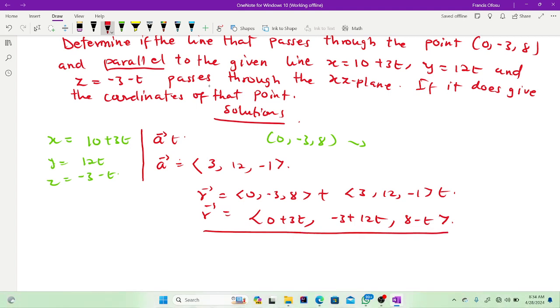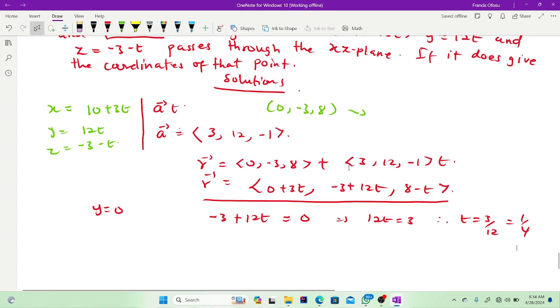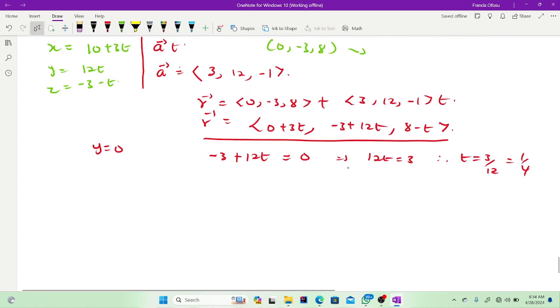But it was saying that we should determine if it passes through the xz plane. When a line passes through the xz plane, at that point our y is equal to 0. So I'll take the y part of this equation, and you know that from the parametric equation, my y part is given as negative 3 plus 12t, right? So at this point, it's equal to 0. What do I get for the value of t? 12t is equal to 3, then t will be equal to 3 on 12, which is equal to 1 on 4, right? So at t equals 1 on 4, my vector will have its y part equal to 0.